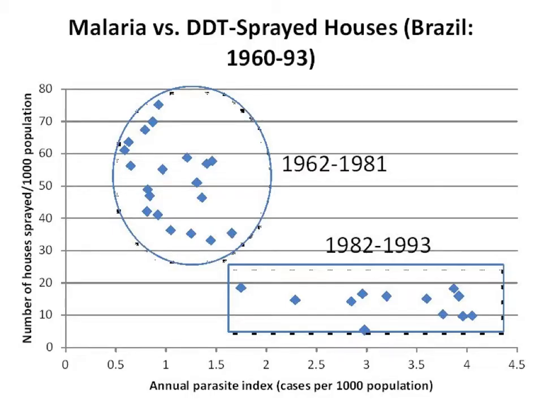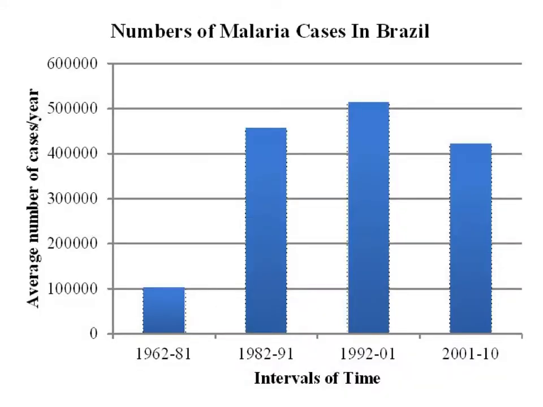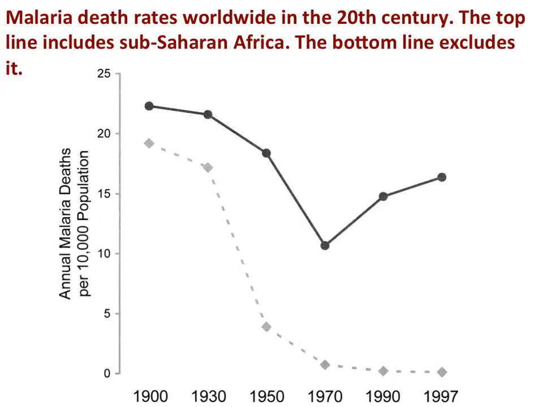In Brazil, the more houses that were sprayed with DDT, the less malaria occurred. In Brazil, once DDT spraying stopped, cases of malaria increased. Malarial death rates increased in sub-Saharan Africa after the ban on DDT was initiated in the early 1970s.